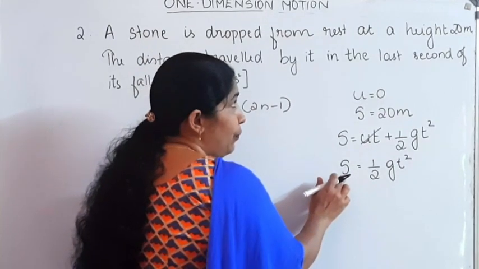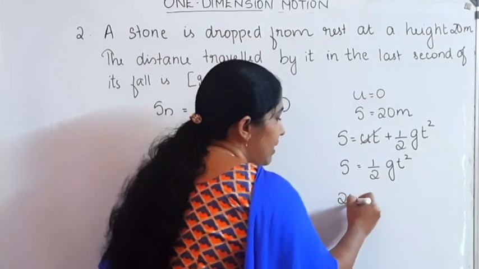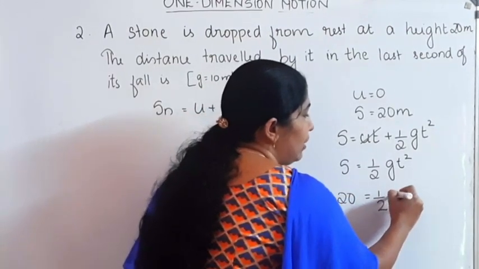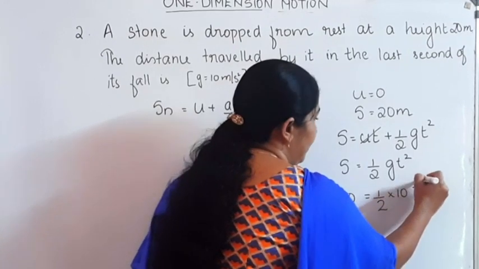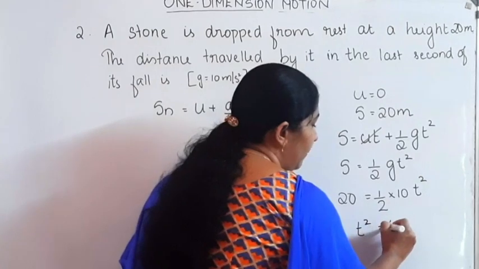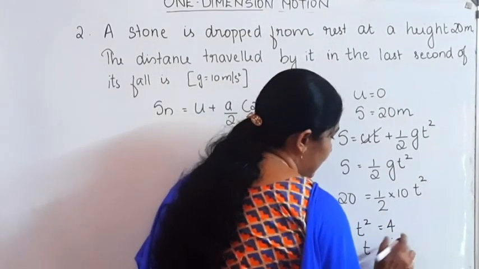The value of s, or displacement, is equal to 20 meter, the height. 20 is equal to half into g, which is 10, into t square. Then t square is equal to 4. From that, t is equal to 2 seconds.